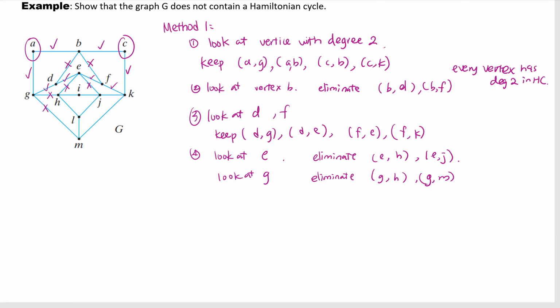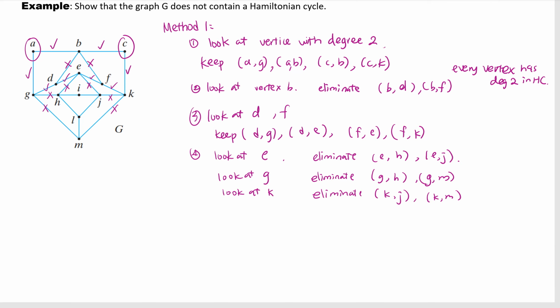Same thing here, because K, we already have 2 edges incident to K that we need to keep, so eliminate the rest. Eliminate KJ and KM. Well, now what happened?